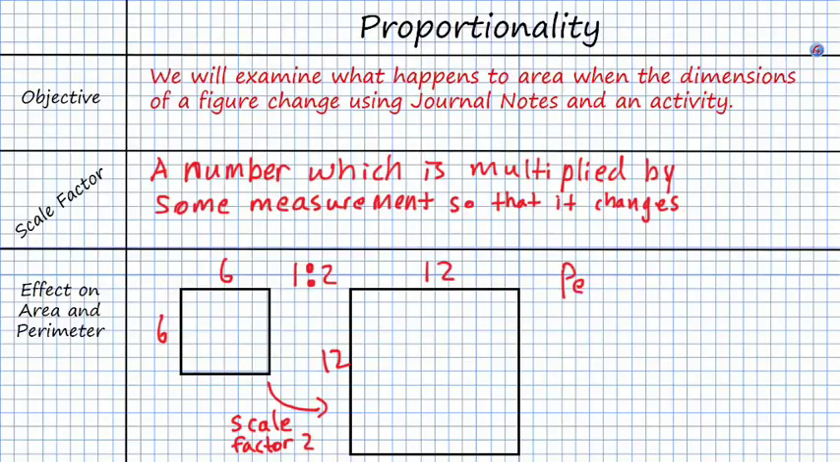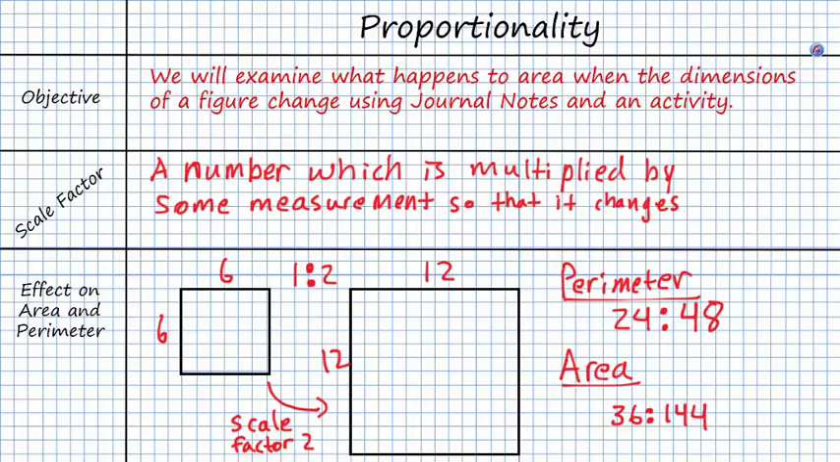So the perimeter. The original perimeter was going to be 6 plus 6 plus 6 plus 6, which is 24, and my new perimeter is going to be 12 plus 12 plus 12 plus 12, which is 48. Then we have our area. Alright, so our original area is 6 times 6, or 36. And my new area is going to be 12 times 12, which is 144.